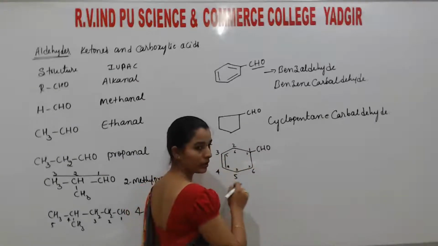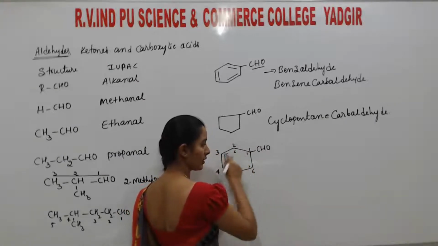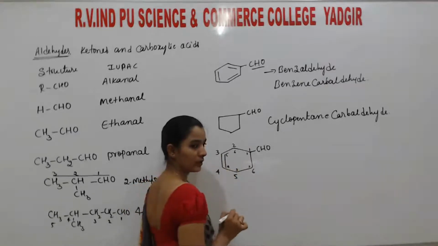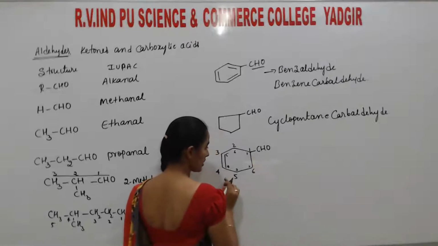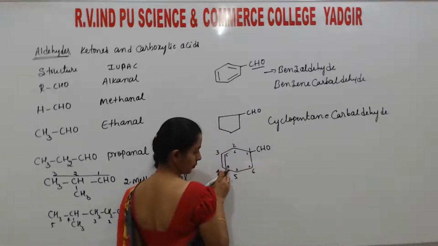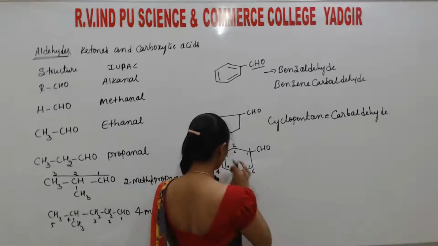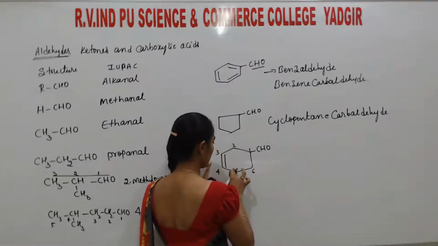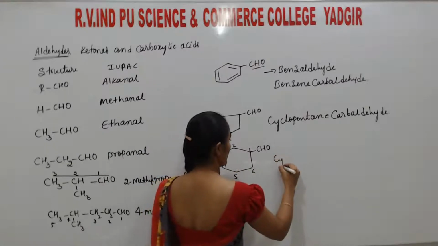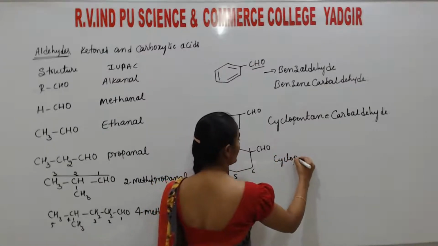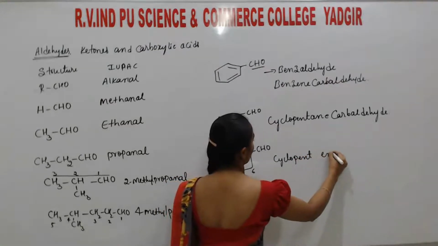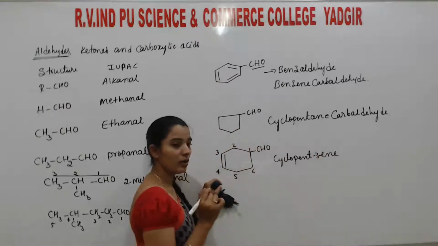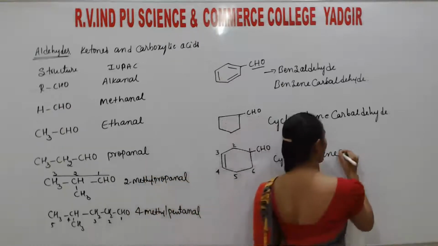When we number the compound in anti-clockwise direction like this, the third carbon atom is assigned with this double bond. In the clockwise direction, it is assigned the fourth position. So that's why this is the correct way of numbering. So that is cyclopentene. The position of the double bond is 3. Cyclopent-3-ene carbaldehyde.